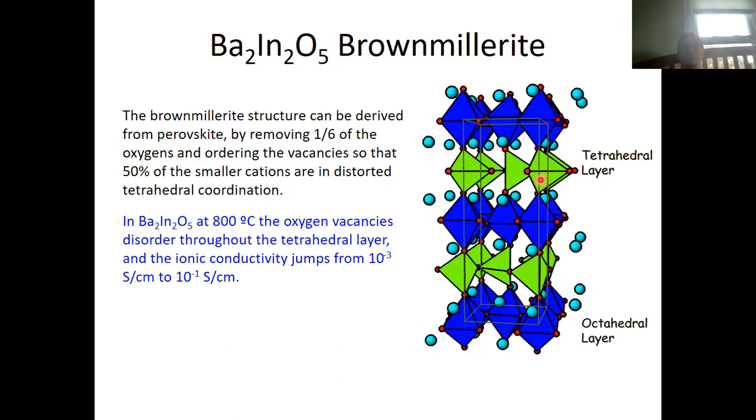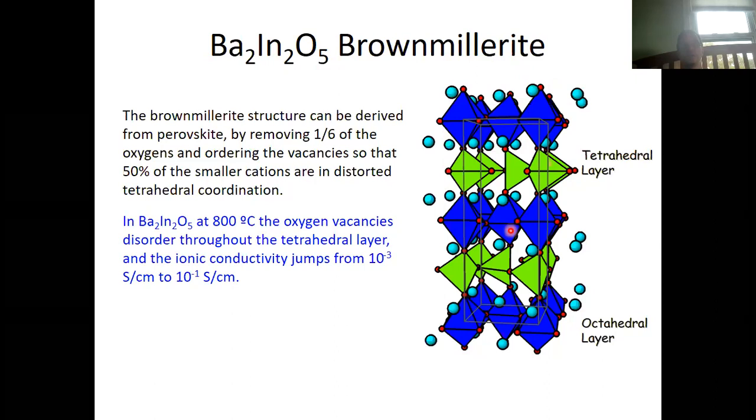Okay, so when you remove atoms from the corners of octahedra, well, then you will get something which is near tetrahedral. Okay, so the barium ions you see here, they're in the void spaces in between these octahedral and tetrahedral layers.